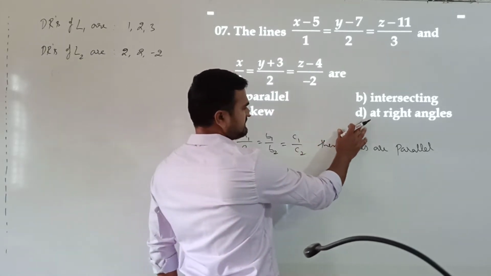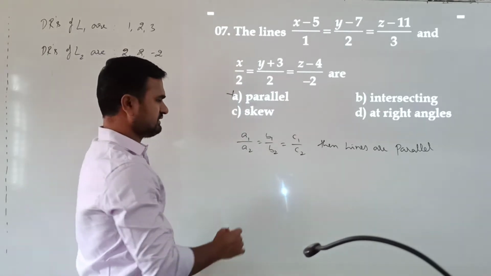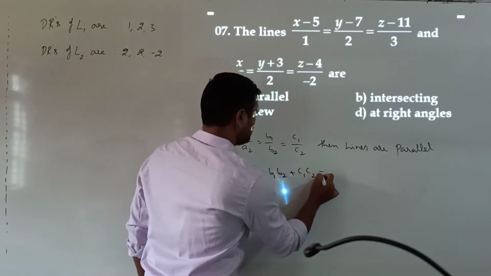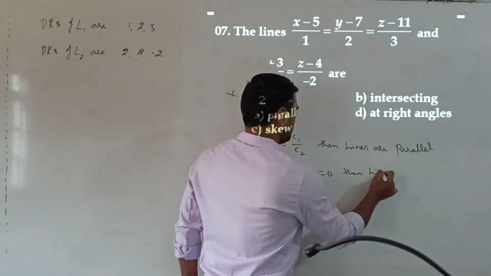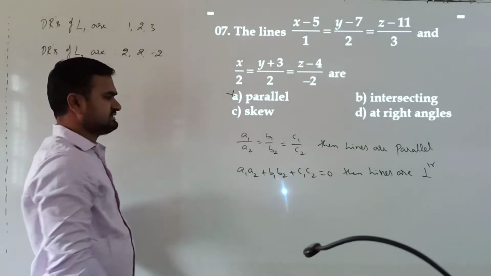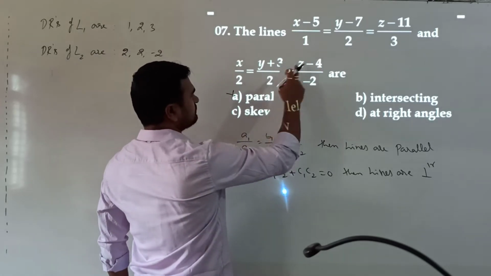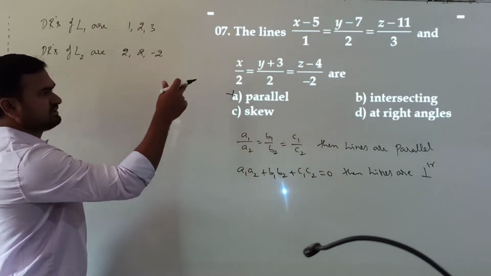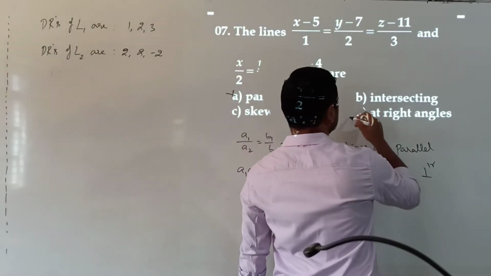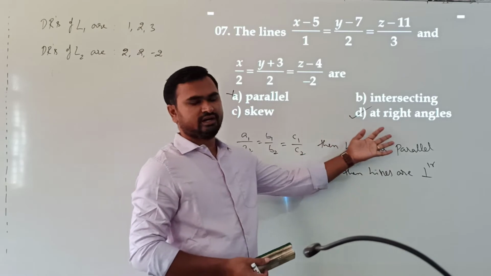Now the second option we can verify easily, that is, at right angles. Two lines are at right angles, or perpendicular, if A1 A2 plus B1 B2 plus C1 C2 is 0. Now see: 1 into 2 plus 2 into 2 plus 3 into minus 2. So you can see that 2 plus 4 minus 6 is 0. So this condition is satisfied, which means the lines are at right angles. Okay, so this is how we can check parallel and perpendicular.